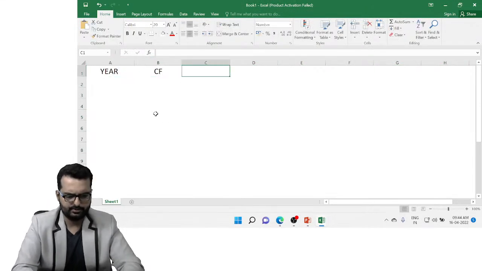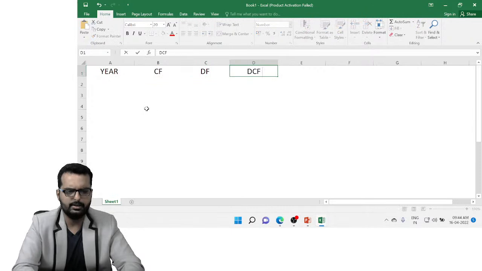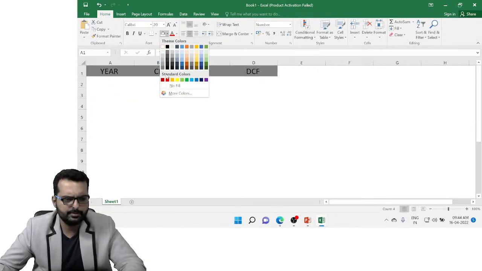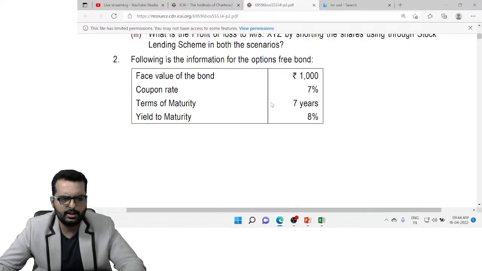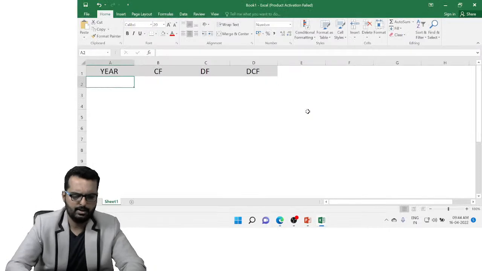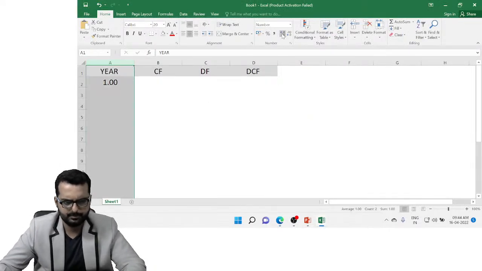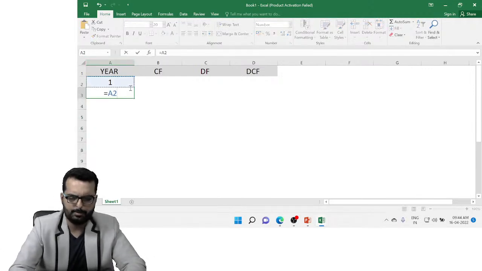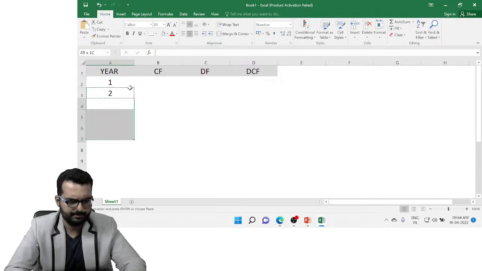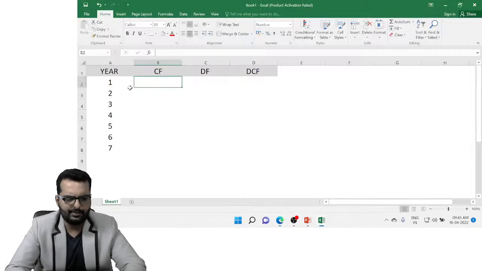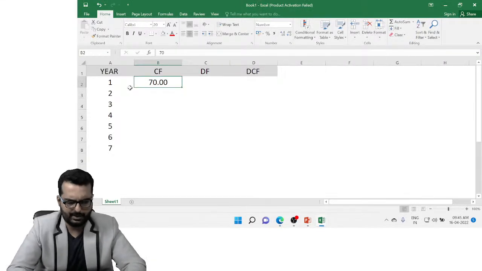Here, cash flow, discount factor, discounted cash flow. All right, so I'll just highlight this in gray. Here they have given life is 7 years and the coupon rate is 7%. I'll put it as year one, and this has to go up to 7 years, right? All right, so for all the 7 years, 7% will be 70 rupees. I hope that's correct.